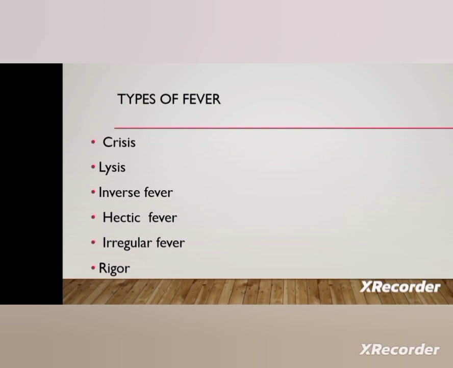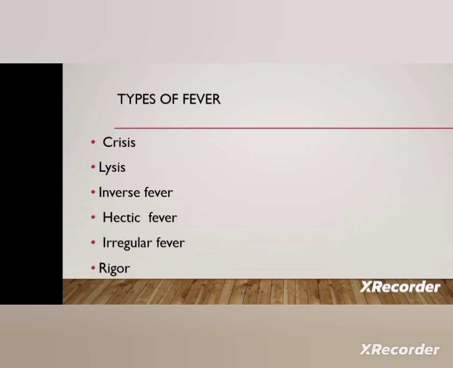True crisis means the temperature falls suddenly within a few hours and touches normal, accompanied by marked improvement in the patient's condition. So in true crisis, there will be improvement in the patient's condition along with the decrease or fall in temperature.